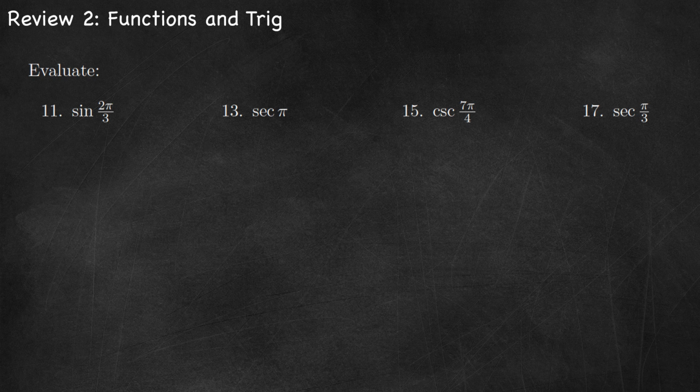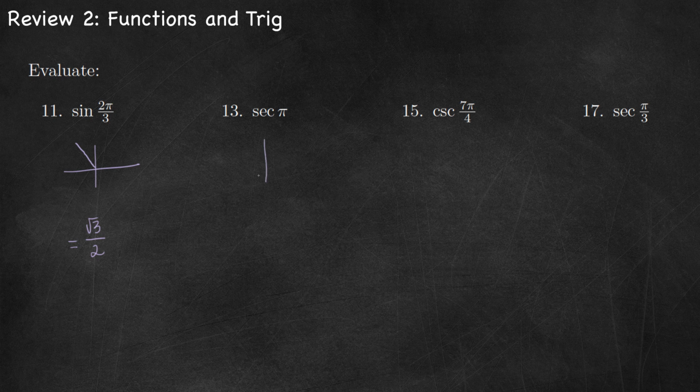Number 11, evaluate sine of 2 pi over 3. So 2 pi over 3 is quadrant 2. Our reference angle is pi over 3, or 60 degrees. And the sine of 60 degrees, or the sine of pi over 3, is square root of 3 over 2. And I'm in quadrant 2 where the sine is positive. So that is going to be my answer, root 3 over 2.